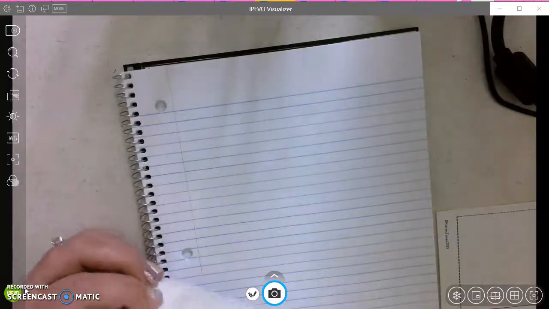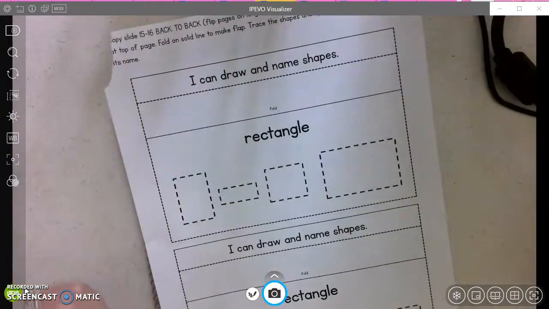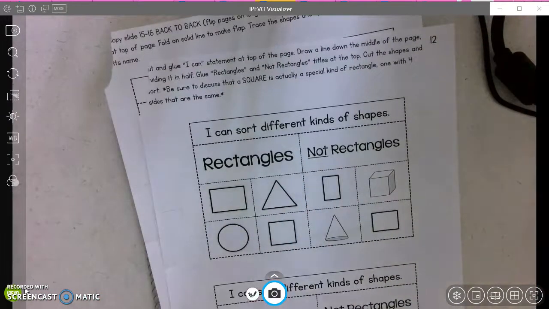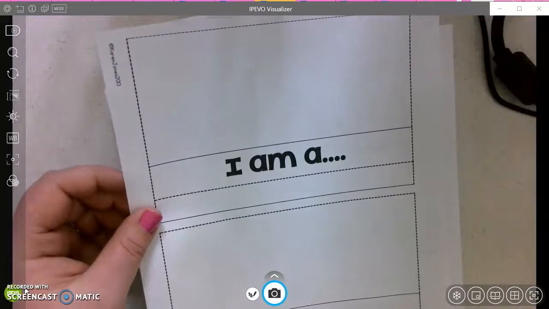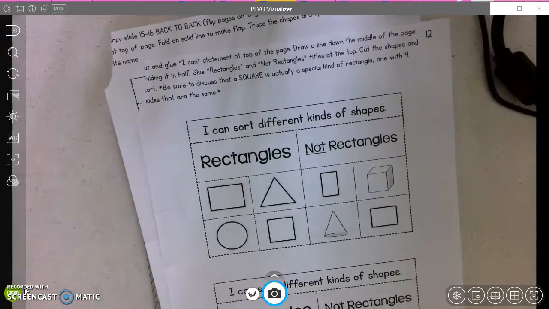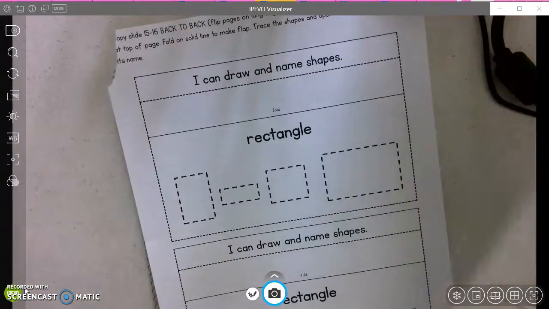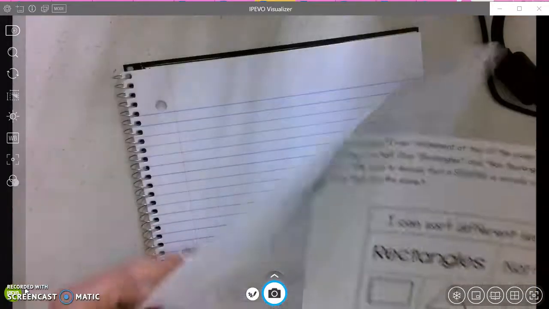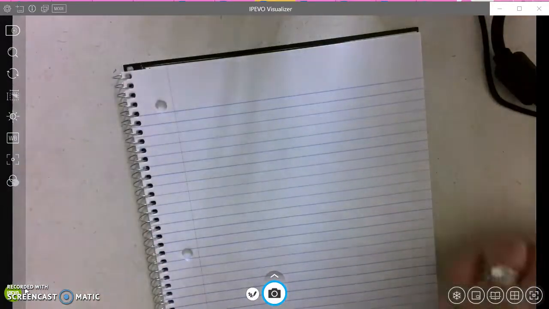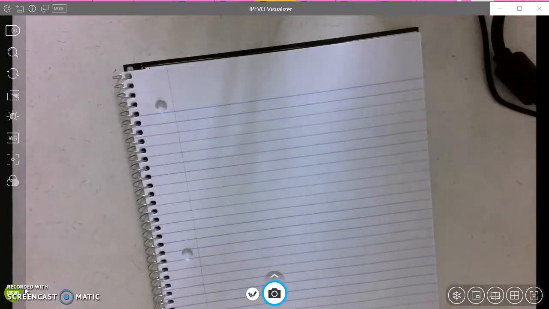Today we're going to use our notebook, our rectangle page, and rectangles, not rectangles. We have the I am a page, but I'm not going to use this. So that's just an extra page. I changed my mind after I already made your guys' packets. Again, the top and the bottom of the page are the same, so you can cut the page in half and just use one. Okay.